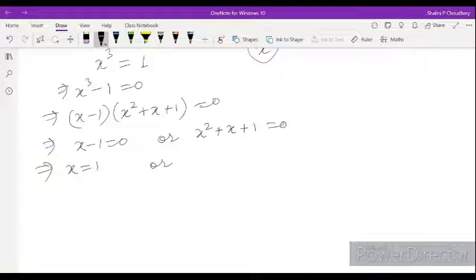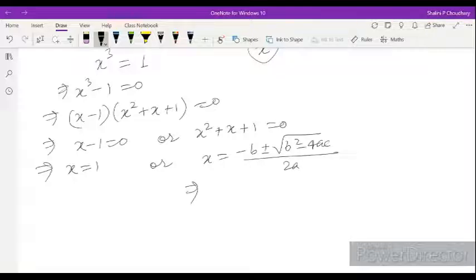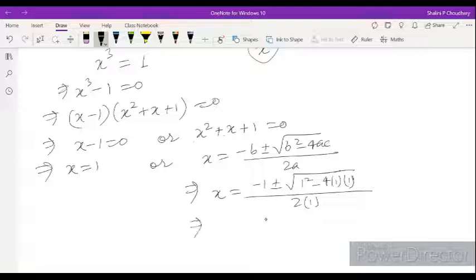Next, here we'll apply the formula x is equal to minus b plus minus square root of b square minus 4ac, divided by 2a. Okay, so what value will we get? Here the value of a is 1, b is 1, c is 1. So x will be minus 1 plus minus square root of 1 square minus 4 into 1 into 1, divided by 2 into 1. So minus 1 plus minus square root of 1 minus 4, divided by 2.